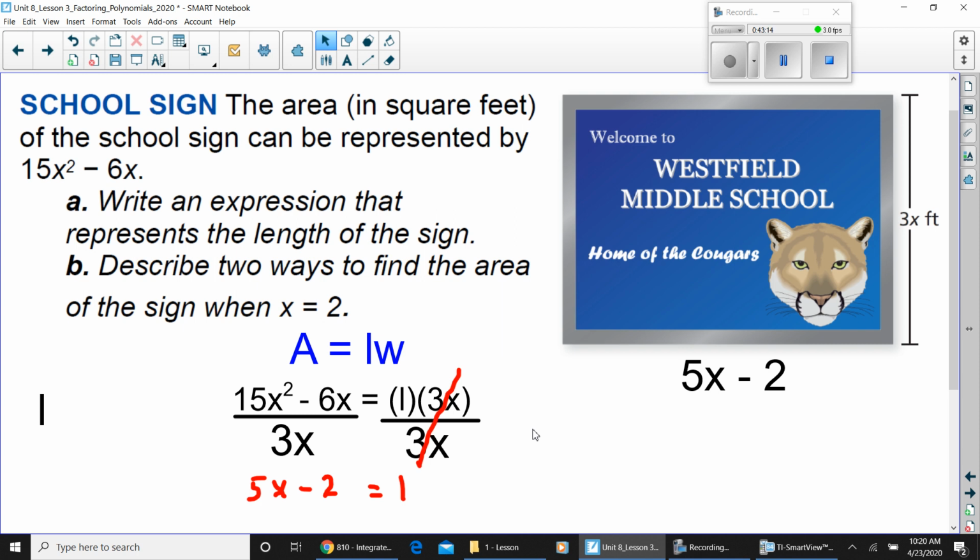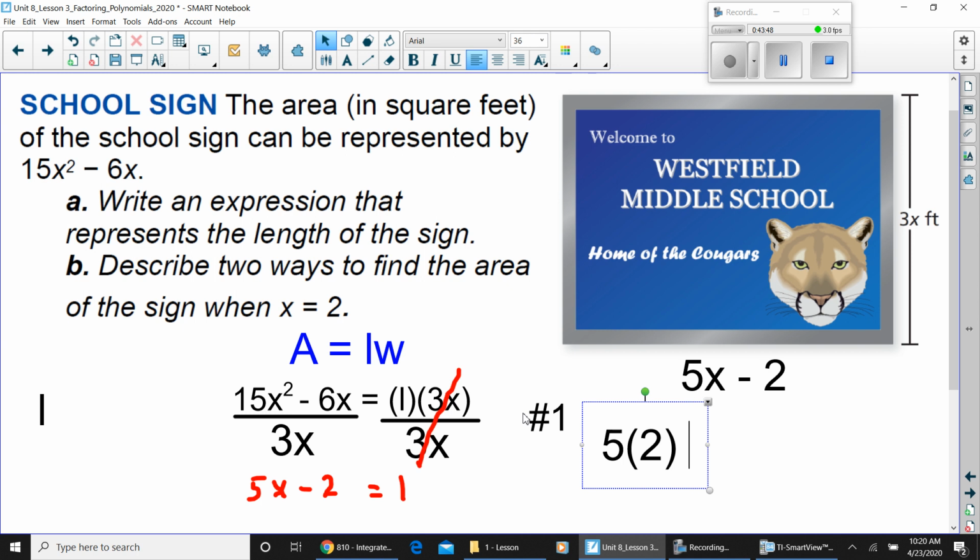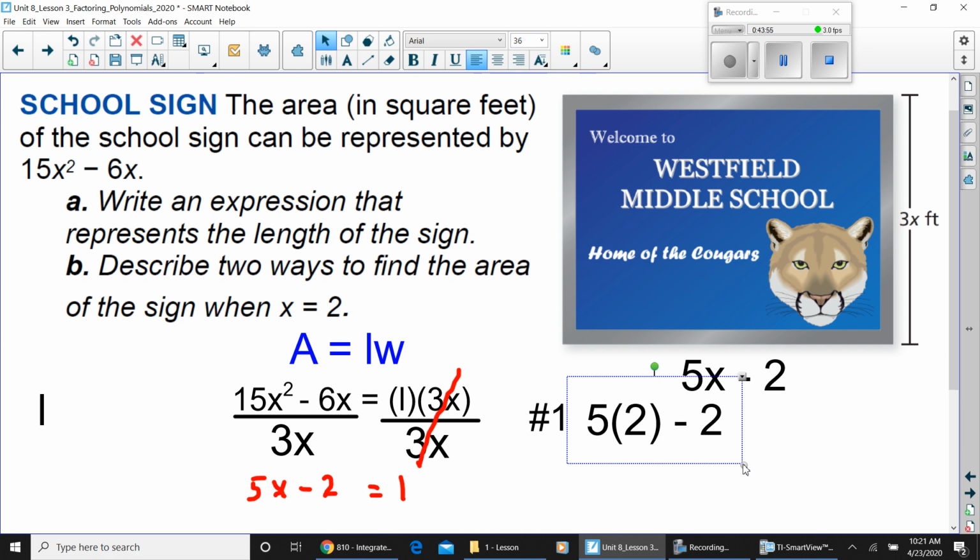So you could do it two different ways. You could either substitute the 2 in at the beginning and then get numbers out of it, and that's probably the way I would go. So method 1, I would just go ahead and substitute in. We have the length and we have the width. So I'm just going to take the 5x, and for x, I'm going to put the 2 in, because that's what it's given me as the x minus 2. So I know that the length, when I do 5 times 2 minus 2, is 8.